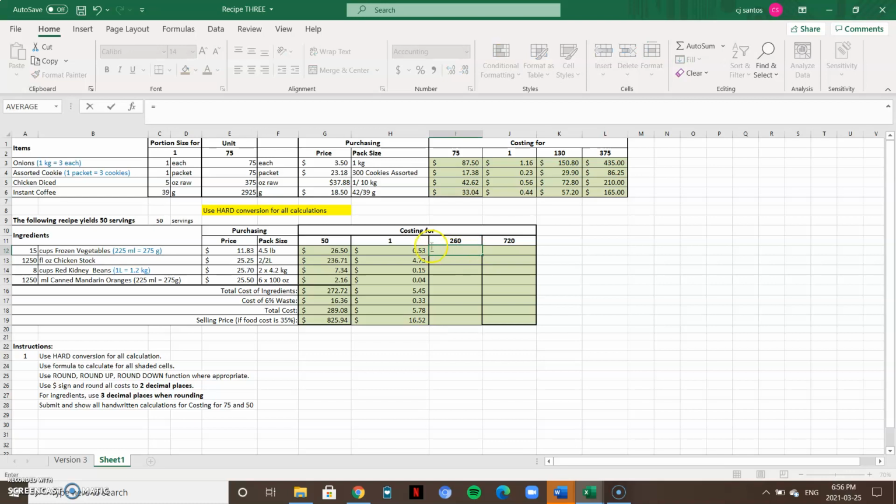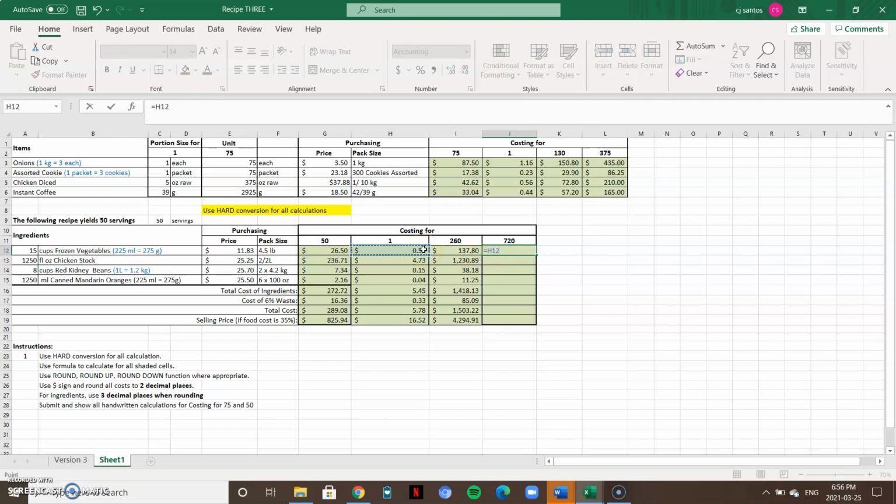Now for the 260, you would get the costing for one, then multiply by 260, then put the F4 function, you get $137.80. Just drag it down, get all the answers, and same thing, get the costing for the one, and then multiply it by 260, F4 function, just drag it down. Same exact thing for the 720.